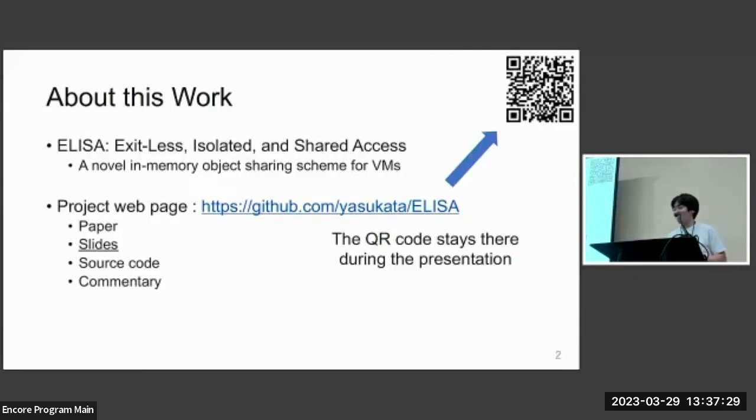So this work is about a novel in-memory object sharing scheme for VMs, ELISA. You can find the paper, slides, source code, and commentary at this URL. This QR code stays there during my presentation, so if you're interested, please check it out.